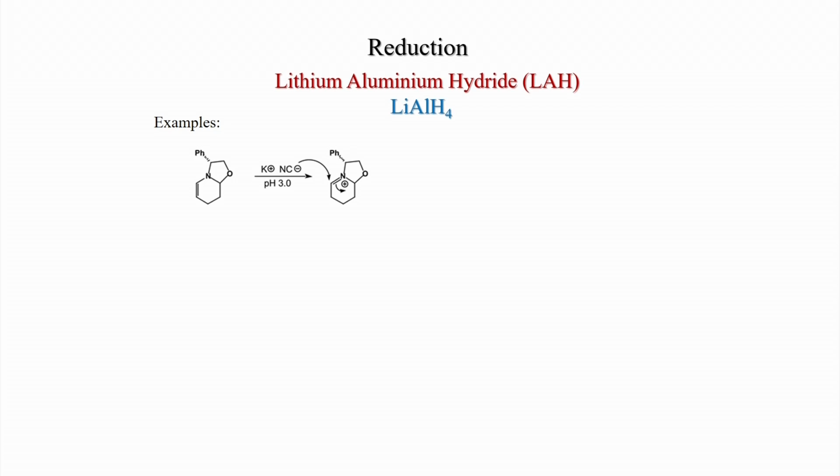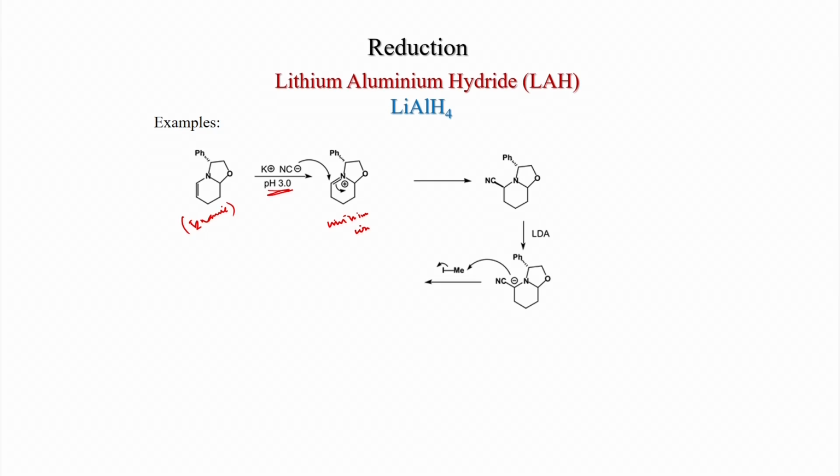Example like here, this is an enamine, enamine with K plus and cyanide nucleophile. First with protons, when you get the acidic medium, pH equal to 3, then you get the iminium ion. And now the cyanide adds to the iminium ion to get this cyano containing product, and now LDA can take this proton and generate an anion, and after alkylation you get this compound.